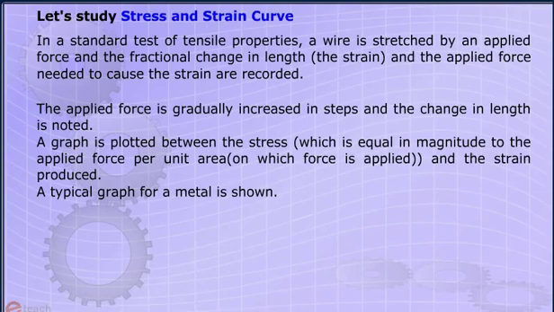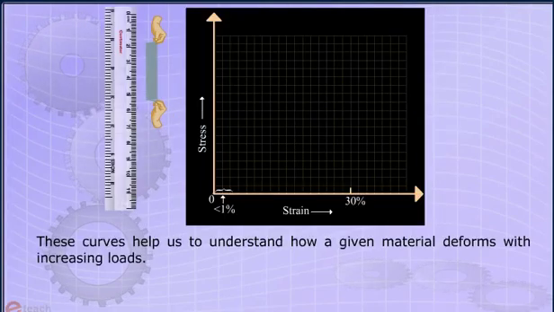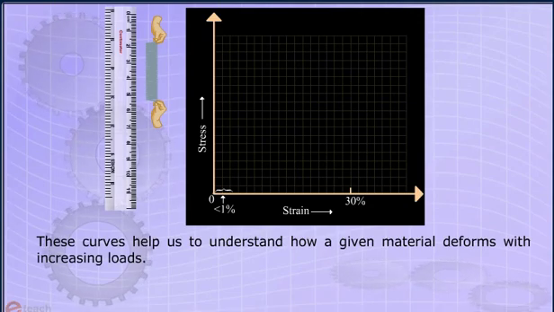A graph is plotted between the stress, which is equal in magnitude to the applied force per unit area on which force is applied, and the strain produced. A typical graph for a metal is shown. These curves help us to understand how a given material deforms with increasing loads. Let us understand these curves briefly.